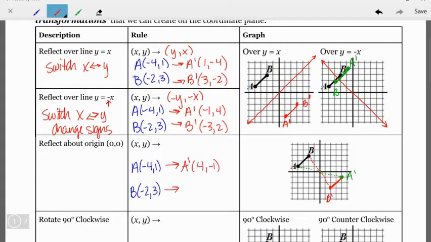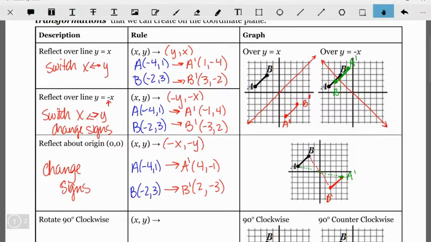What happened? Look at your signs. Our new B is at (2, -3). What happened? When we reflect about the origin, all we do is change signs. So it's almost a combination of, or the leftovers from the reflections we did before. If we reflect over the line y equals x, all we do is switch the x and the y. If we reflect over the line y equals -x, we switch the x and the y and we change the signs. And if we reflect over the origin, all we do is change the signs. So our rule is the point (x, y) becomes the point (-x, -y).